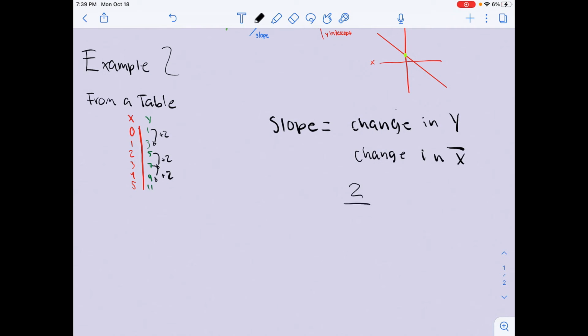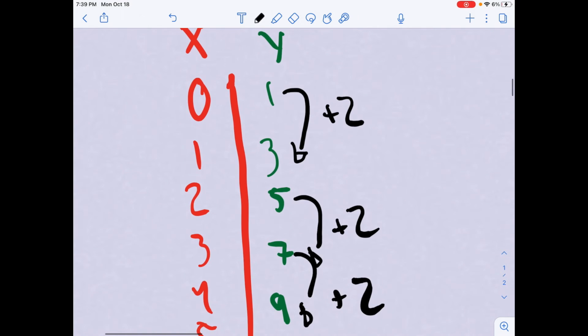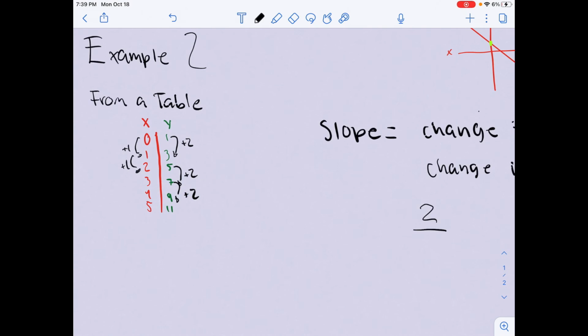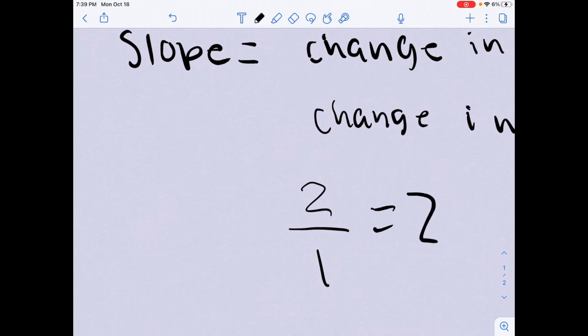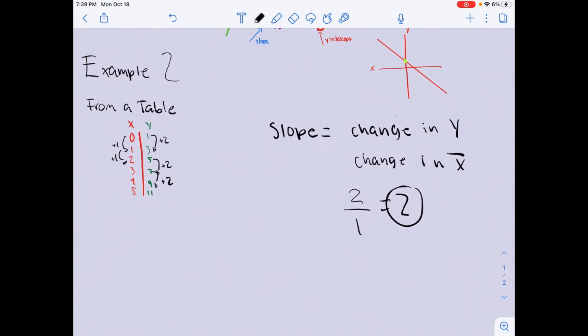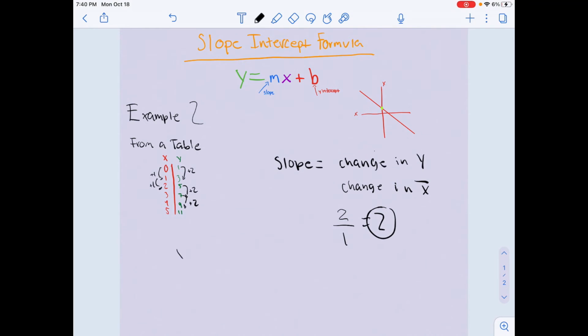Put 2. And then for x, you start off with 0, and you want to get to 1. What do you do? You add 1. You're at 1, you want to get to 2. You're going to add 1. So again, our change is clearly going to be 2 over 1, which, as you guys know, just equals 2. Okay. So we're going to plug in what we know. Our slope is going to be 2.